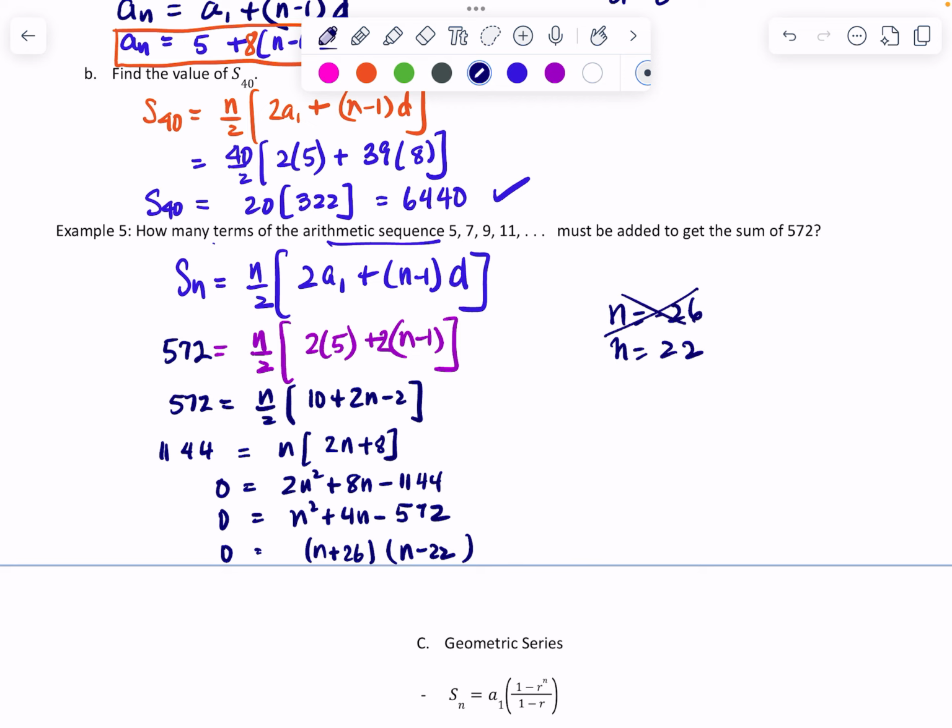Now this is the number of terms that cannot be negative, and hence n is 22, which means the sum of the first 22 terms will exactly be 572. Now can I check it? Yeah, we can plug it back in the formula and definitely check it.